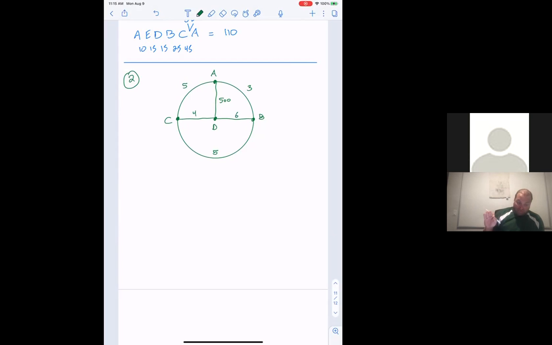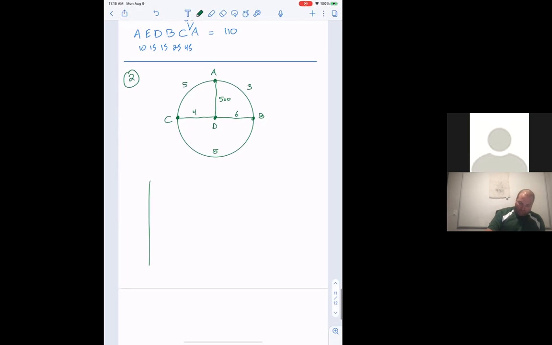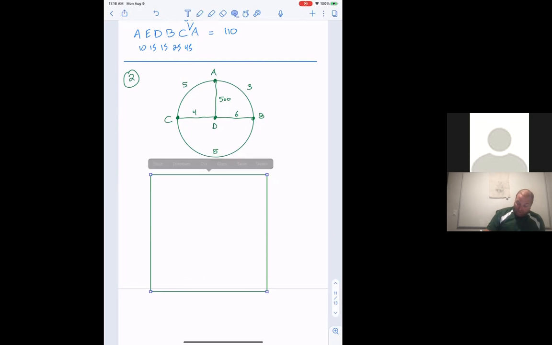So this is a complete graph because A connects to B, C, and D, B to A, C, and D, C to A, B, and D, and D to A, B, and C. It's complete, but it does not satisfy the triangle inequality because obviously we can see A to D is not the shortest route from A to D, but rather anything else would be better.